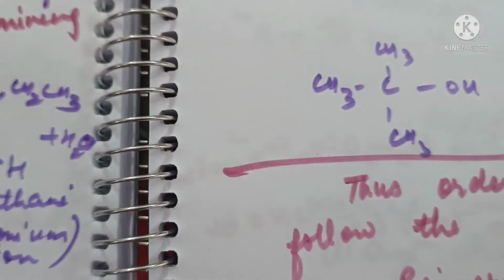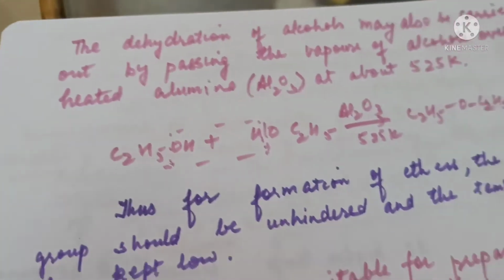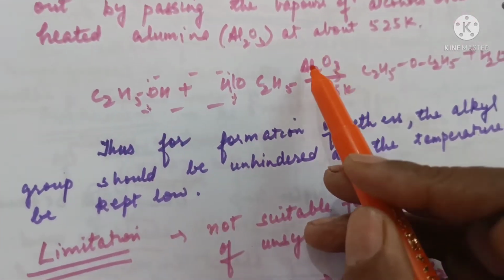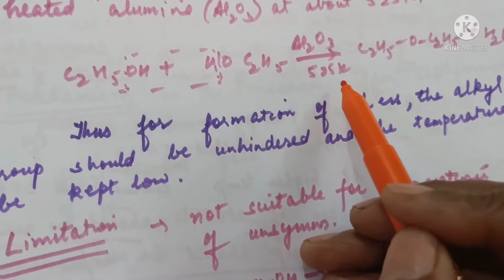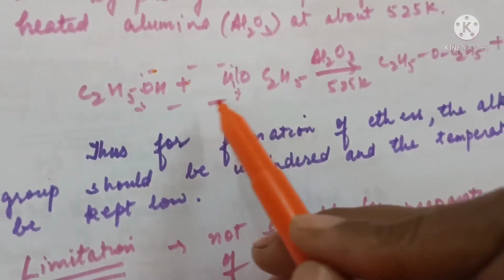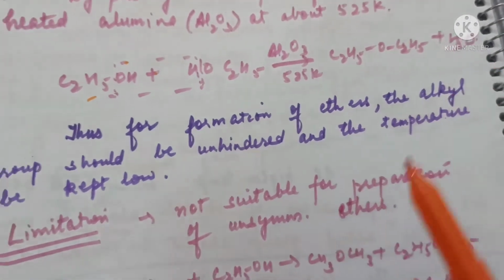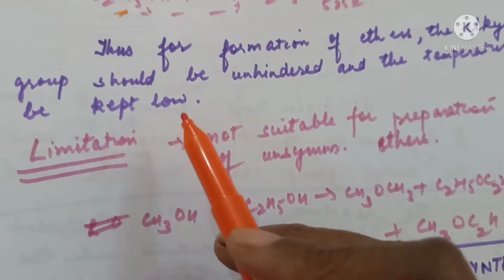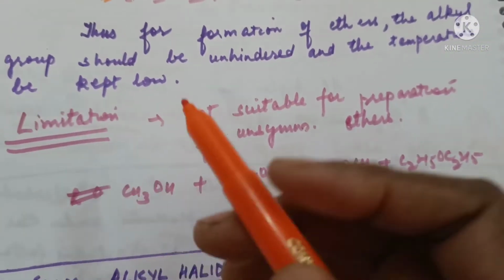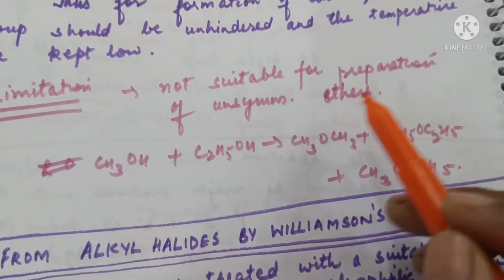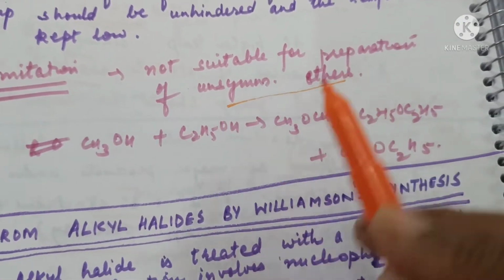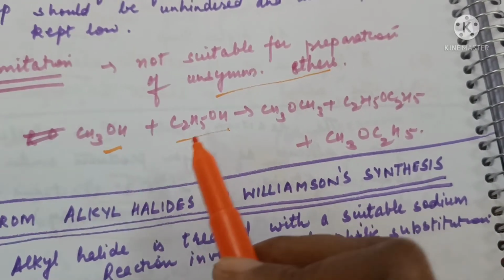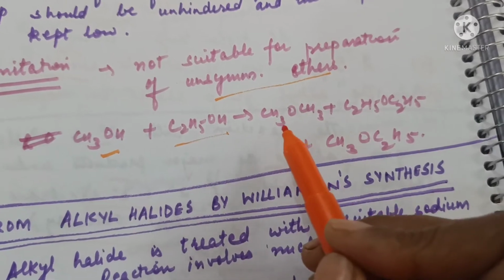And so the order of dehydration of alcohols follows the order: primary are most reactive to form ether, secondary and tertiary are less reactive. The dehydration of alcohols may also be carried out by passing the vapors of alcohols over heated alumina at 525 Kelvin, when water is eliminated and ether is formed. For formation of ether, the alkyl group should be unhindered and temperature should be kept low. So this reaction is not suitable for preparation of unsymmetrical ethers, because in case we try to form unsymmetrical ethers, a mixture of ethers is formed.